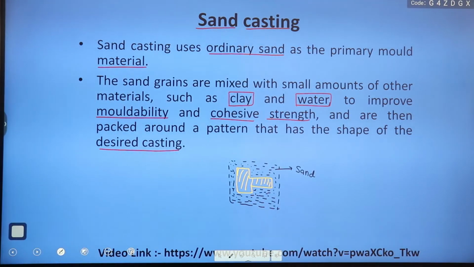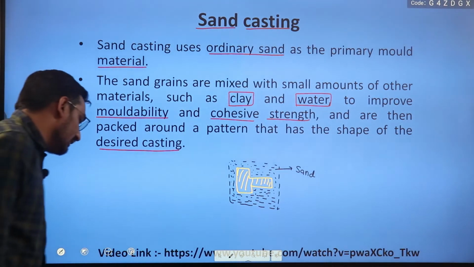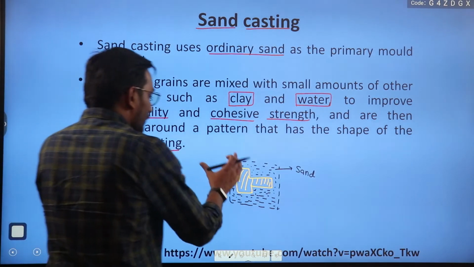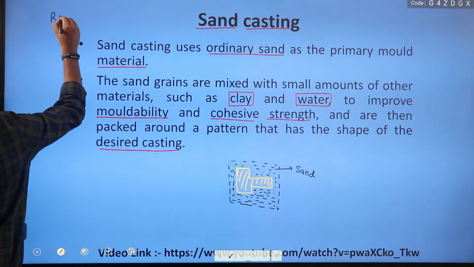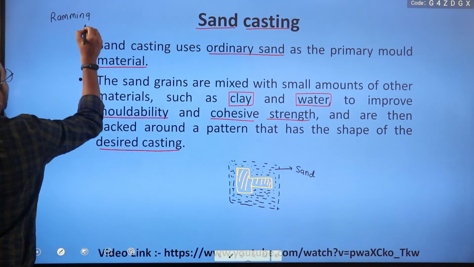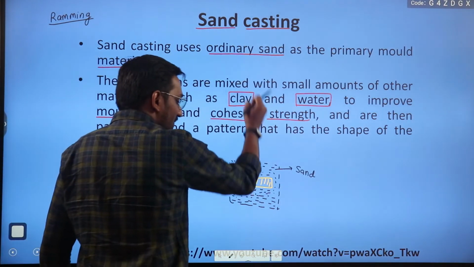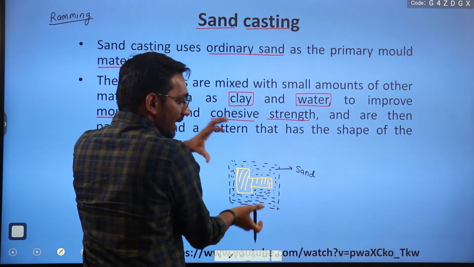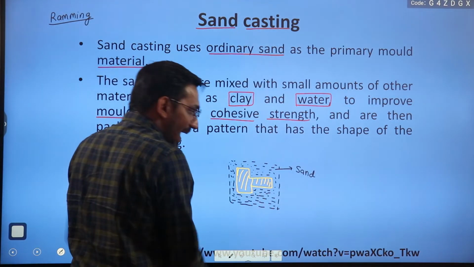This will be a sand. Now to make this compact, we will use a process that is known as ramming. We will just ram this sand so that it can stick to the pattern. It will take the shape of the pattern and become a compact shape.